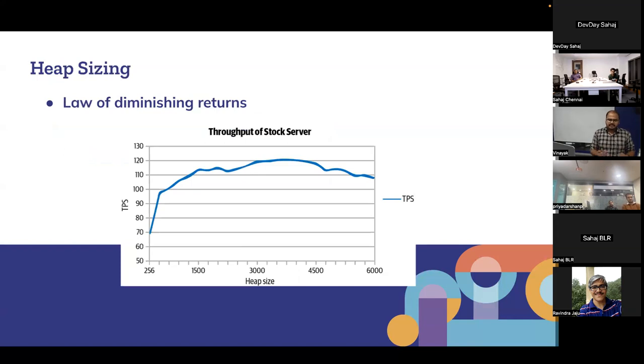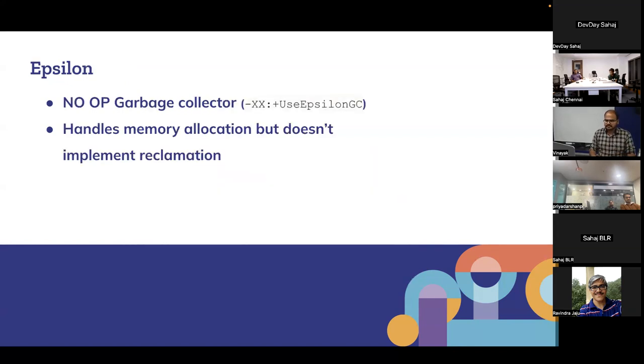Final thing is heap sizing. Is there any advantage of using the Epsilon collector over the other ones? It is suitable only for short-running jobs. You cannot use it for your regular applications because they need to reclaim memory. But the advantage is that the GC will not be running in the background, so you get 100% of the time for your application threads.